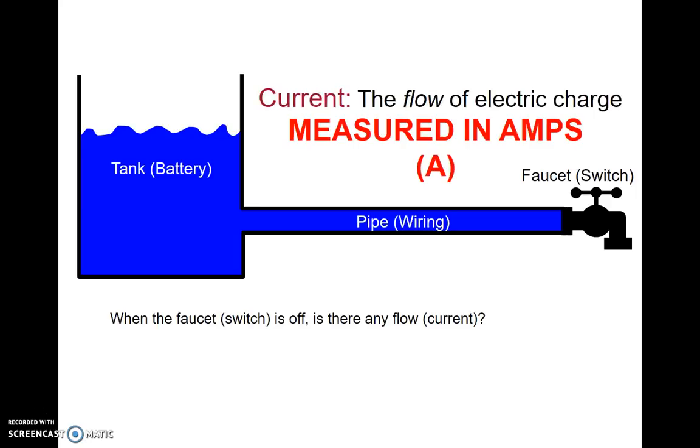Okay, so here's our first thing. We've got this first part of electricity called current. Go ahead and write that down and write down the definition. It's the flow of electric charge.